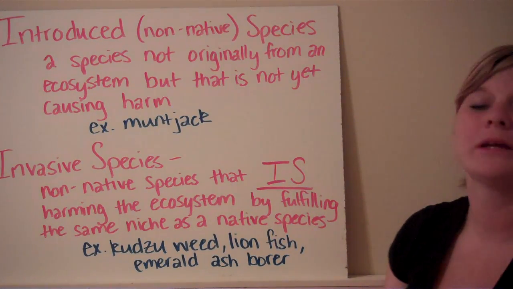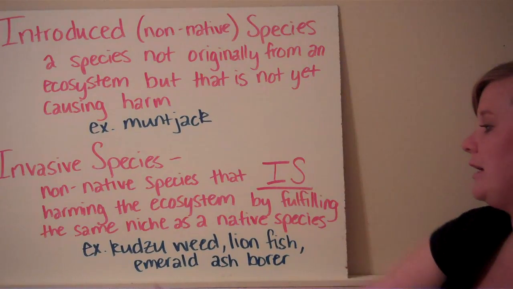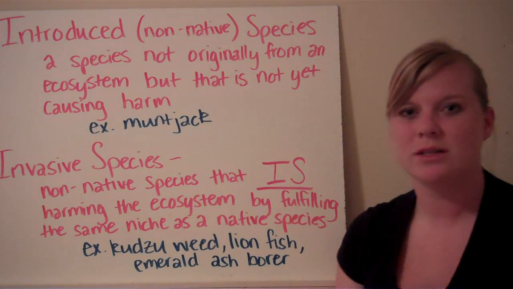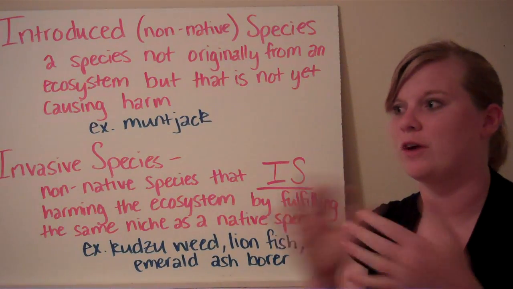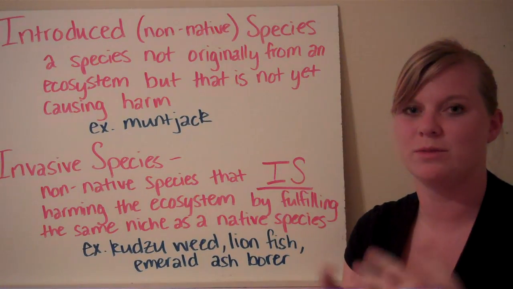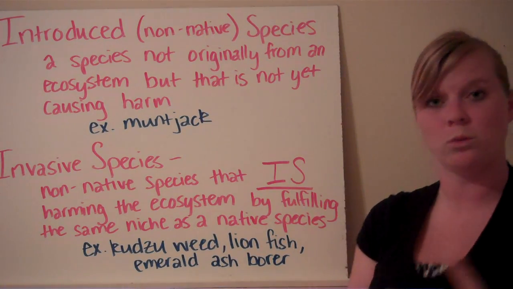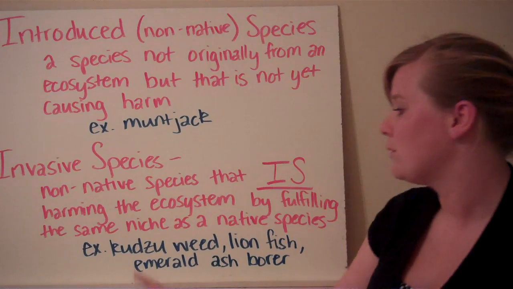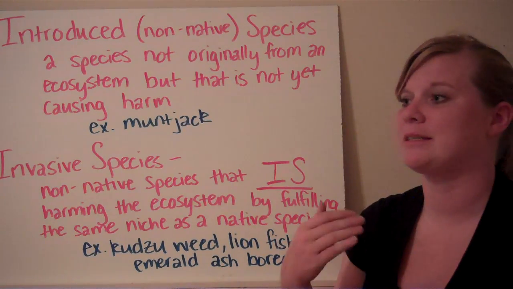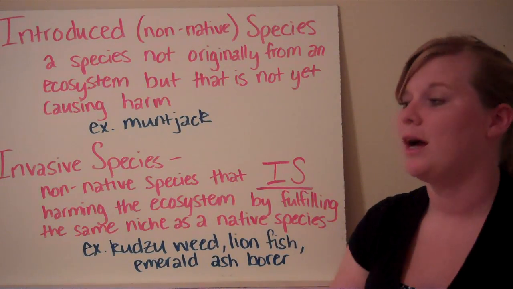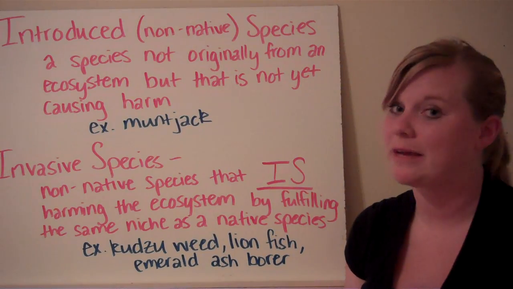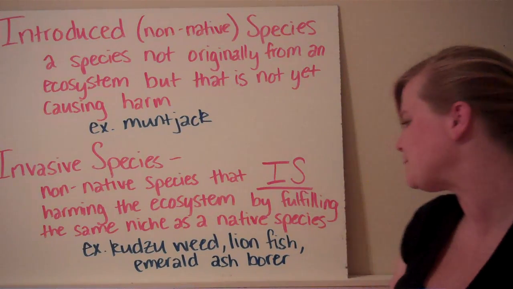So one of the really big examples here, especially in North Carolina, is kudzu weed. Kudzu looks kind of like ivy and it grows over everything. In fact, sometimes it's referred to as the weed that ate the South. So kudzu is a big problem here. Next time you're driving down the highway, I encourage you to look out your window. You'll definitely see it. It's covering everything.